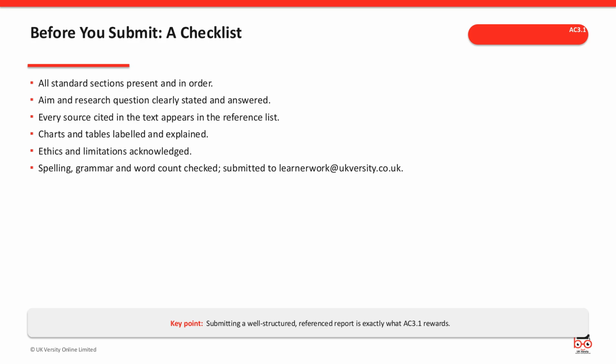Before you hand anything in, it's worth a final sweep. Check that every standard section is present and in order, that your aim and research question are clearly stated and actually answered, and that every source cited in the text appears in your reference list. Make sure your charts and tables are labeled and explained, and that you've acknowledged your ethics and limitations. Then check the spelling, grammar, and word count, and send it off for submission.